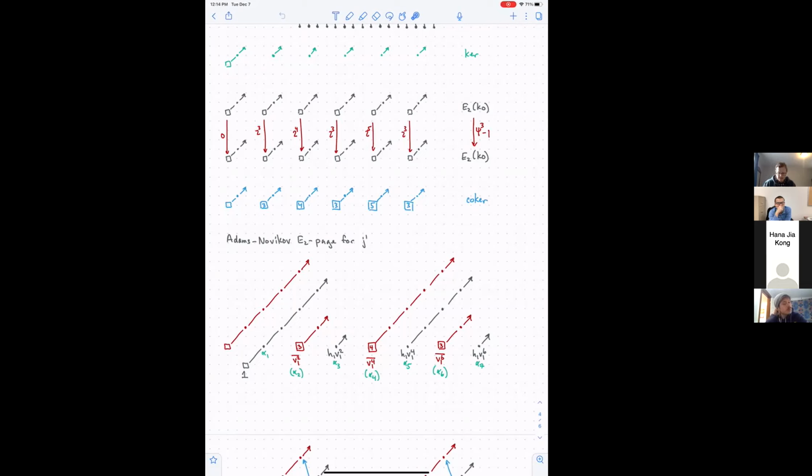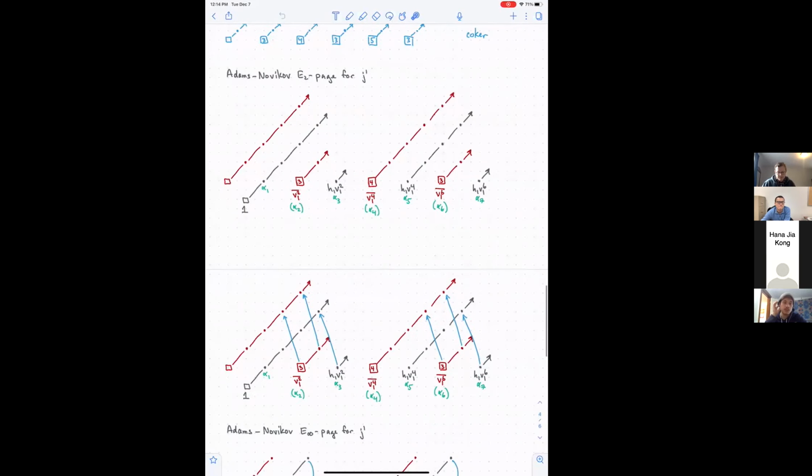But from my perspective, there isn't really one family. There are really two separate families. There's the family that came from the kernel, the ones in black, and there's the family that came from the co-kernel, the ones in red. And it's really kind of important to separate them. In order to understand what's going on, you really kind of want to separate them.